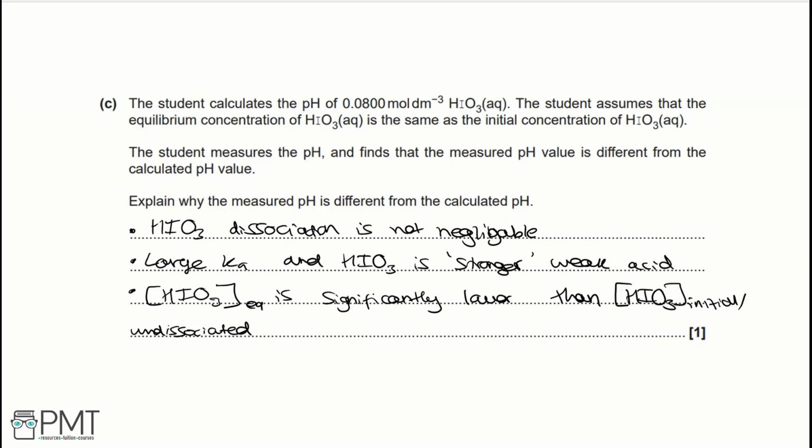The reasoning behind why the measured pH value is different from the calculated pH value is, for example, if the concentration of HIO3 at equilibrium is lower than initially, that means it's going to be less acidic, or it's going to have a higher pH at equilibrium than initially. And that fits with our second bullet point of a stronger weak acid. So a weak acid is going to have a higher pH than a strong acid.